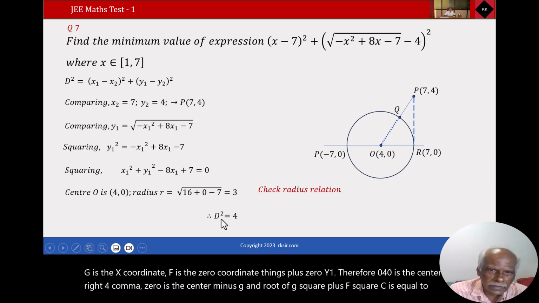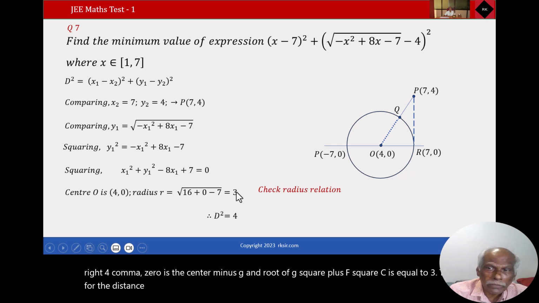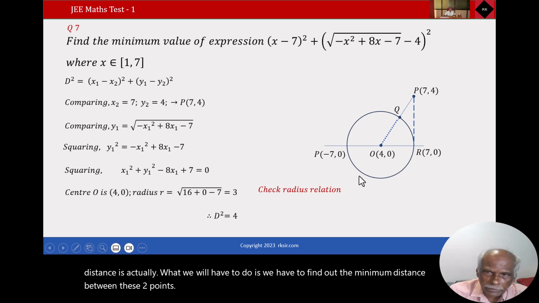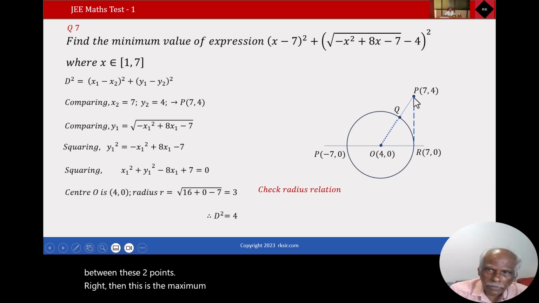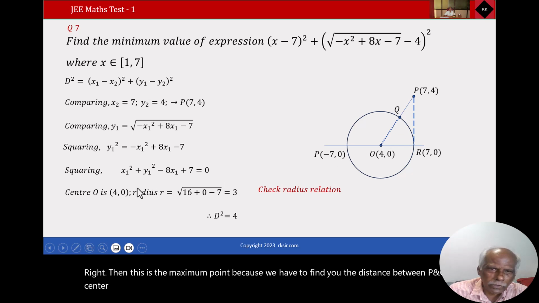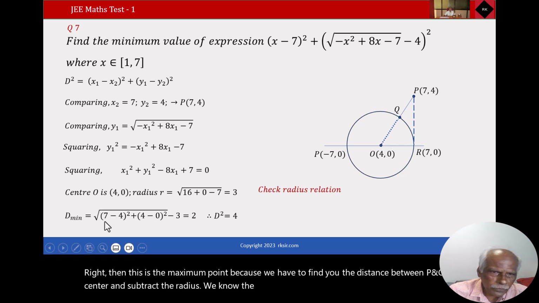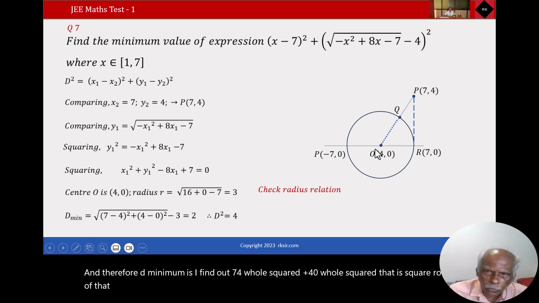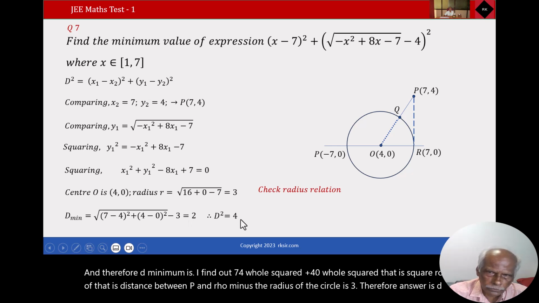Therefore what we have to do is find out the minimum distance between these 2 points, right? And this is the maximum point, because we have to find the distance between P and O, the center, and subtract the radius. We know the radius, right? Therefore d minimum is the square root of (7 minus 4) whole squared plus (4 minus 0) whole squared, that is the distance between P and O, minus the radius of the circle, which is 3. Therefore d squared is equal to 4, right?